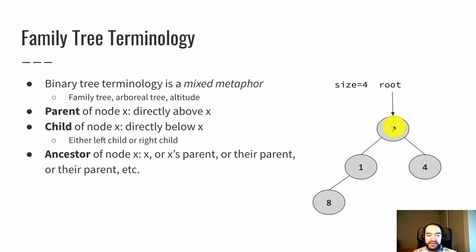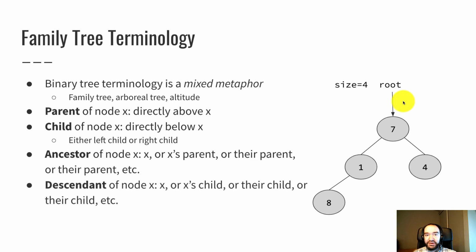The ancestor of node X is either X or any node on the path from X up to the root. This is using the family tree kind of a thing. So 8's ancestors would be 8, 1, and 7. This kind of follows the family tree thing. If this was a family tree, 8 would be a grandchild, 7 would be a grandparent. And so 8's ancestors would be 8, which counts itself for some technical reasons, 1 would be 8's parent, 7 would be 8's grandparent. So ancestors are what you get when you go upward toward the root.